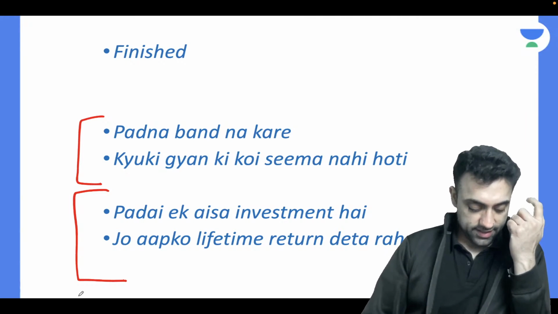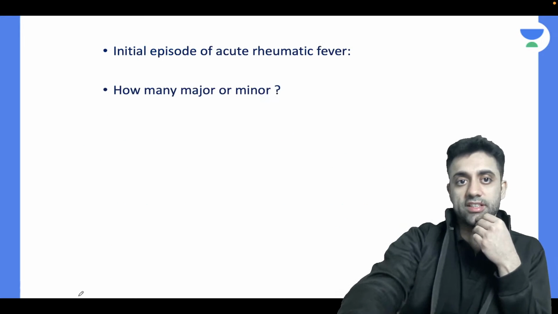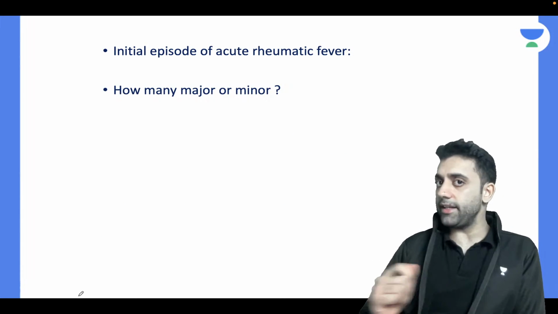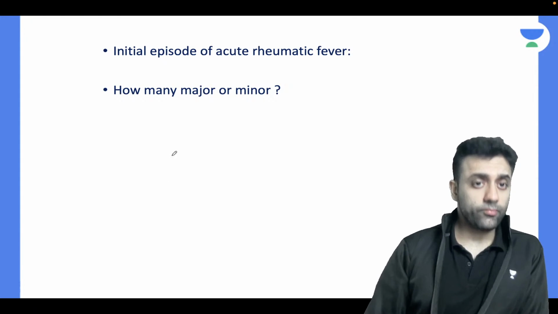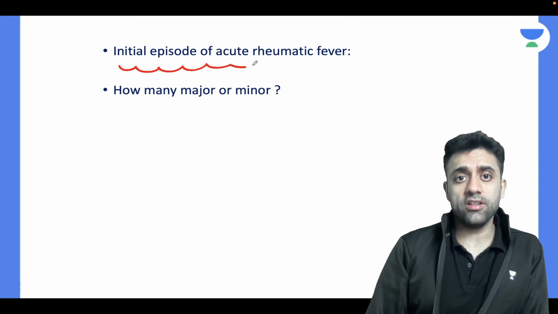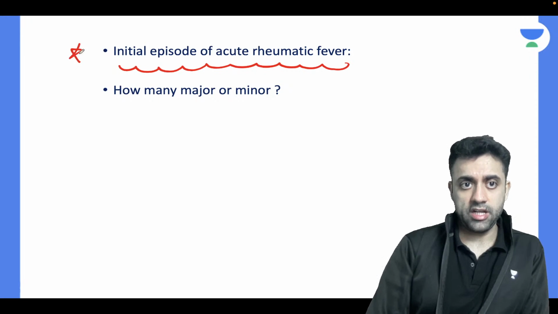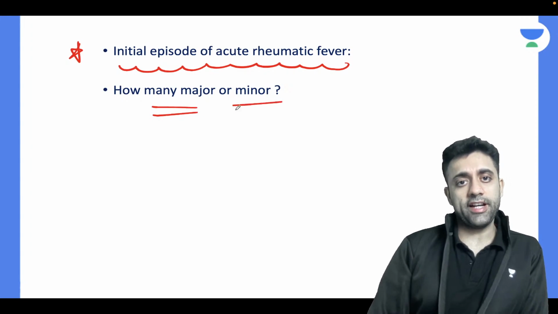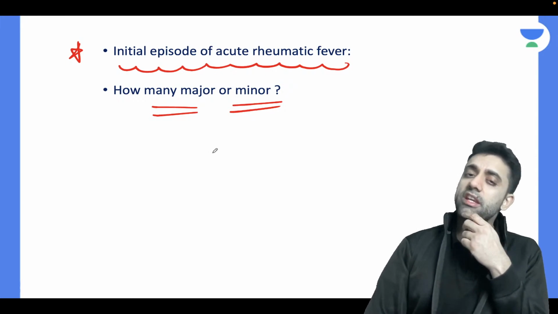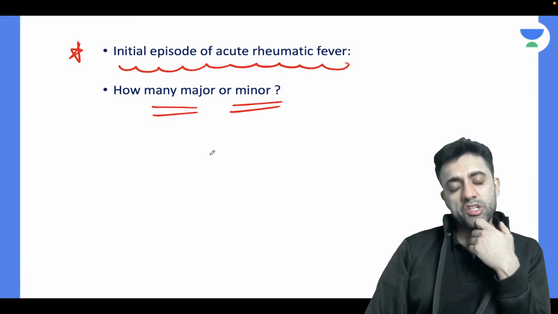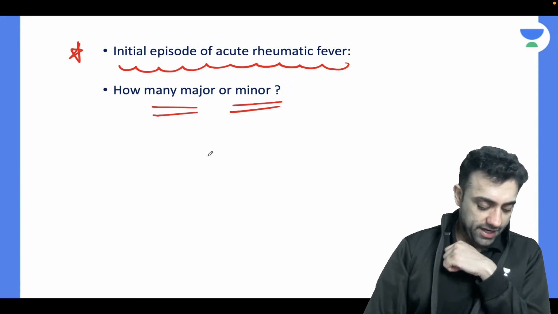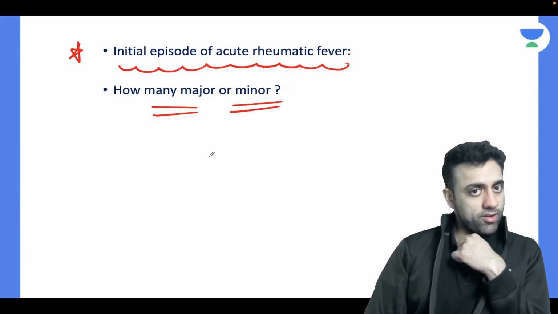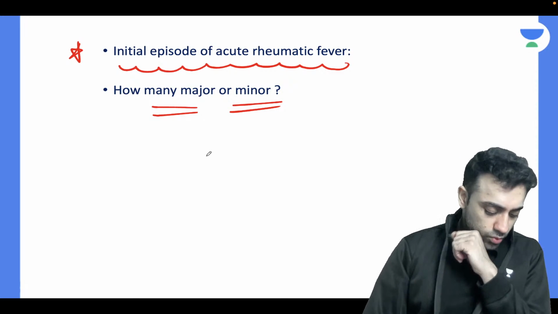Okay, so let's continue the further session. As we know that we have the major criteria and the minor criteria, if I am having the first episode of acute rheumatic fever, in my modified Jones criteria, how many major and how many minor criteria should be positive? Anyone? Any random guesses? Who can tell me?